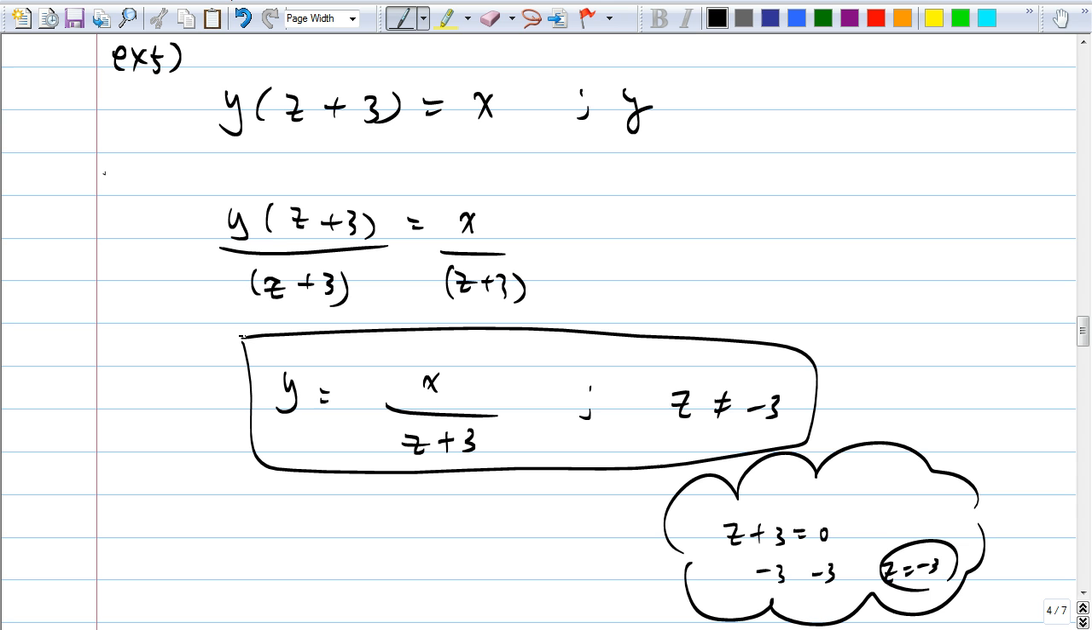Can somebody think of a time when the restriction can't be 5? How would you have to write it? If you have z minus 5 in the denominator, then the restriction will be z can't be 5.